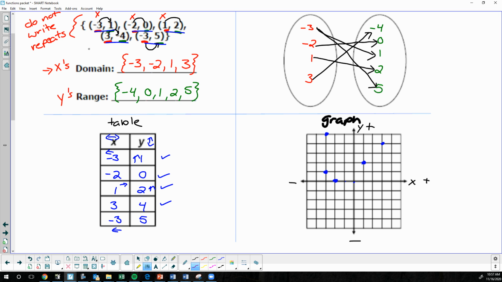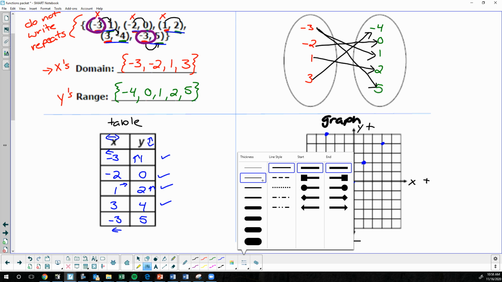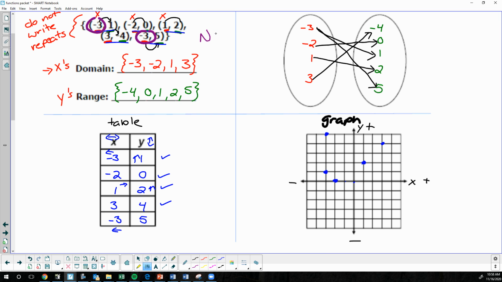All right. So when we're looking at ordered pairs, we look at the x's, and we look to see if there's a repeat. -3, -2, 1, 3. So because we have a repeat, we know that it is not a function. All right, so for this one right here, that is the reason we know that this one is not a function.